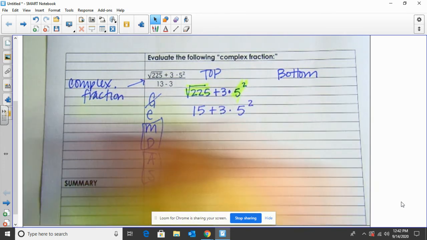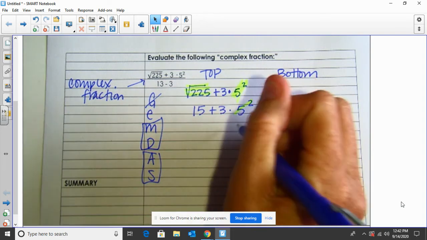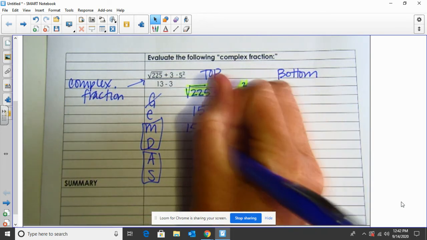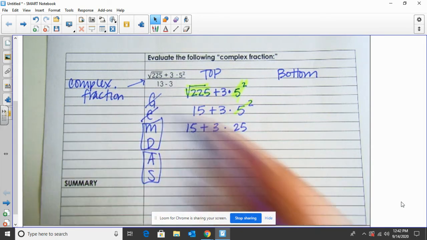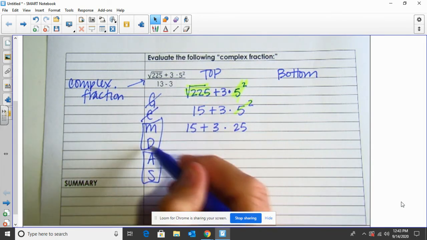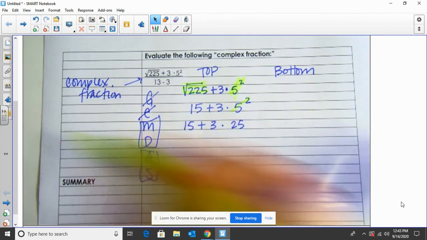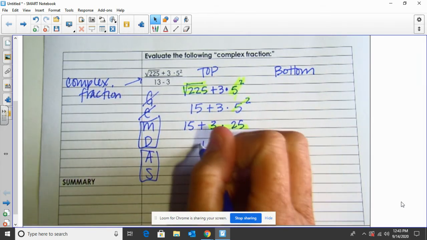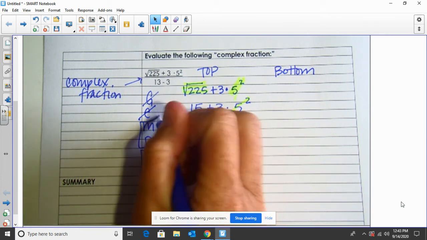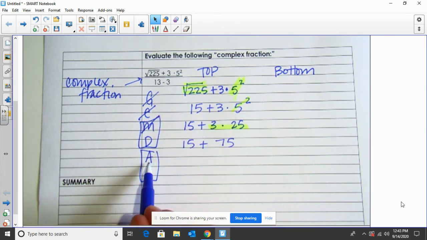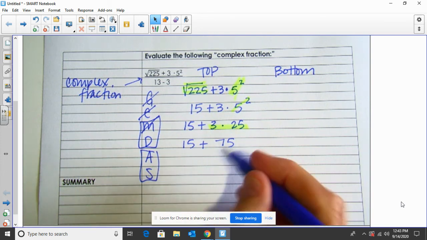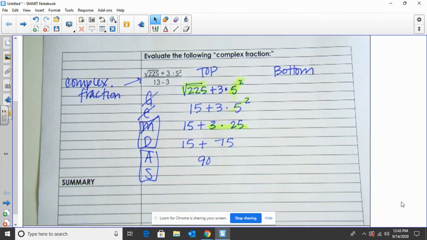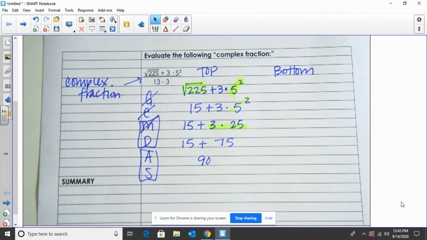Now I can handle this one. 5 squared is 25. Okay, keeping it in the same order as I bring it down. So I did my exponents. Now I look for multiply and divide. I see a multiply, so I'm going to do this next, and 3 times 25 is 75. So I did my multiply. There's no divide. I see an add, so we're going to do 15 plus 75, which gives us 90. Do not circle that. That is not your final answer. That's only the answer to the top.